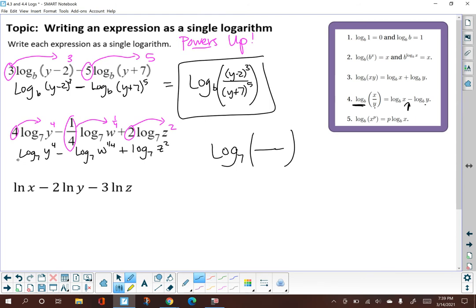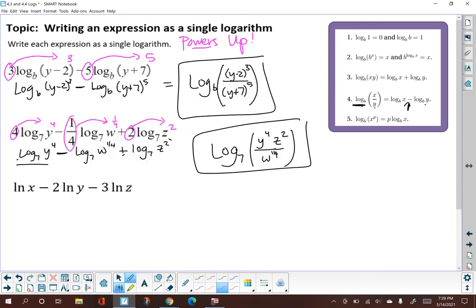So this is a positive log with an argument of y to the fourth, so I have y to the fourth in the numerator. This is a negative log of w to the 1/4, so that argument w to the 1/4 goes to the bottom. And this is a positive log base 7 of z squared, so that argument z squared goes to the top. So any positive log, the argument goes to the top of the fraction. Any negative log, the argument goes to the bottom. And we can use that idea here with these natural logs.